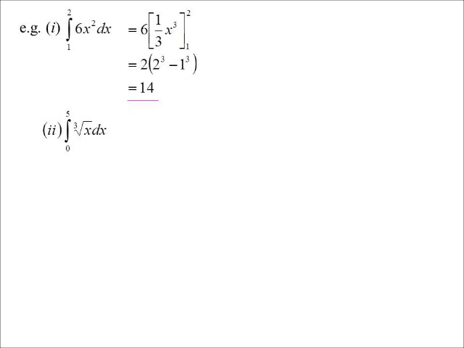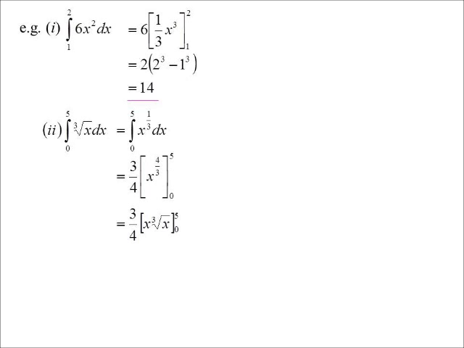Cube root of x, I'm going to have to put it in index form first. So that is x to the 1/3. Be real careful with fractions. Add 1 to the power. So add 1 to 1/3, we get 4/3. Over 4/3, it's easier rather than writing a fraction on the bottom, to invert and multiply. So write it as 3/4 x to the 4/3. I find it easier to do it that way.